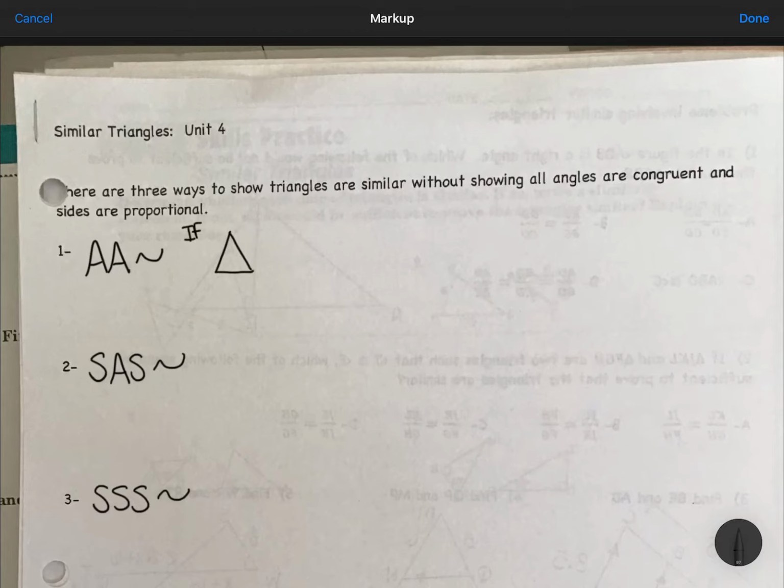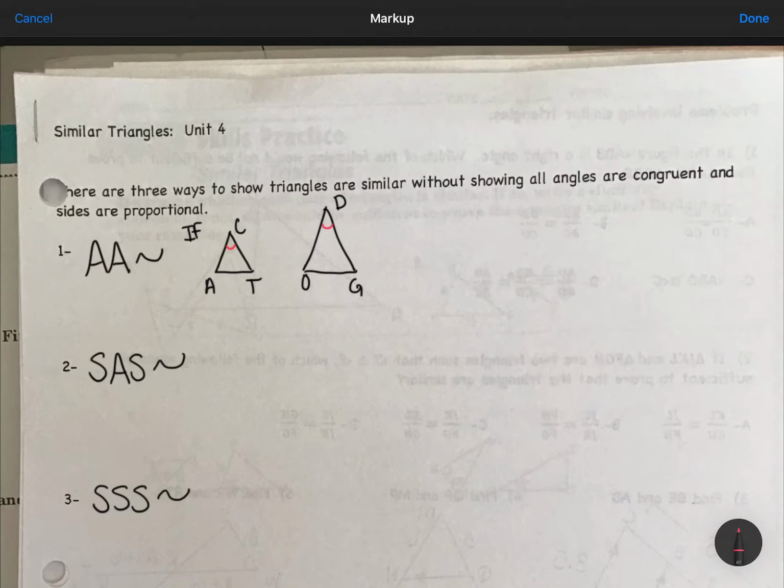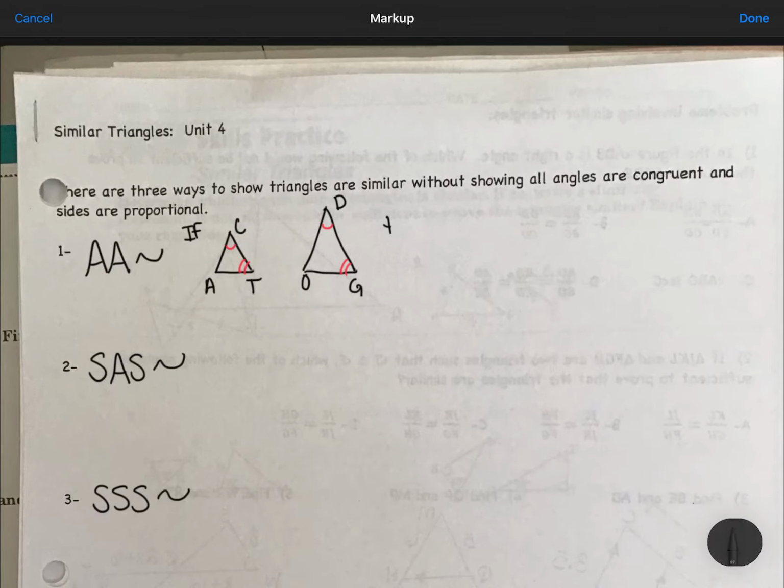So for angle-angle similarity, that means your two triangles, so if I have triangle CAT and I have triangle DOG, and I know that angle C is congruent to angle D and T is congruent to G, I've got two angles marked congruent. So I can say that my two triangles are similar because of angle-angle similarity. So now I can say triangle CAT is similar to triangle DOG.